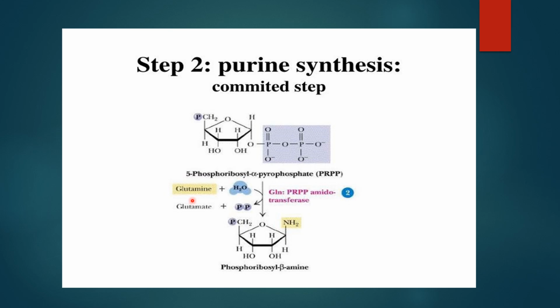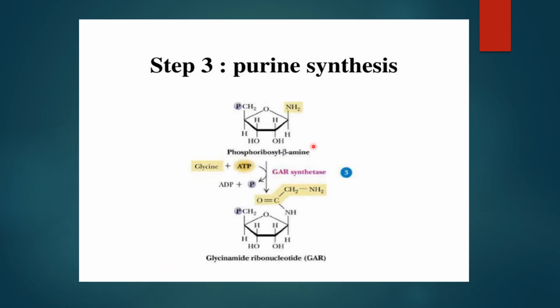In the second step, the amino acid glutamine transfers its amine group to PRPP and becomes glutamate, forming 5-phosphoribosylamine, which is catalyzed by the enzyme PRPP glutamine amidotransferase. In the third step, phosphoribosylamine reacts with glycine in the presence of ATP to form glycinamide ribonucleotide. Here energy is utilized, and it is catalyzed by the GAR synthetase enzyme.